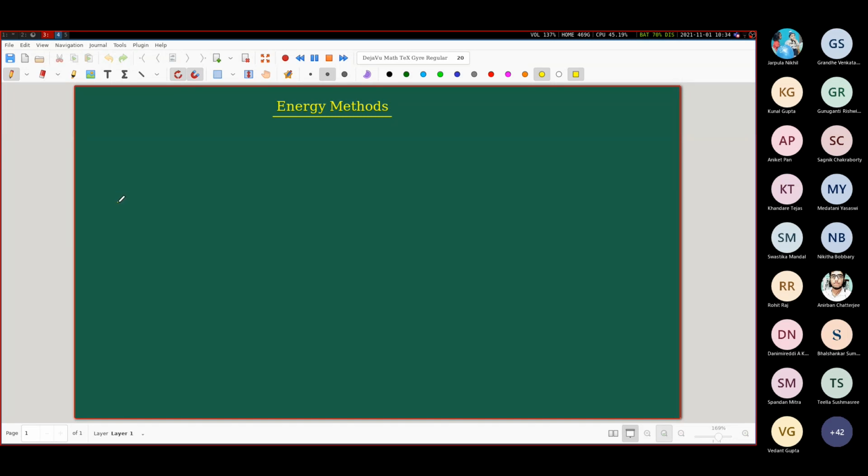And the promise is that for certain kinds of problems, you will see that energy methods provide a much easier, much faster way of solving them. All right. So the first thing that we are going to discuss is something called strain energy.